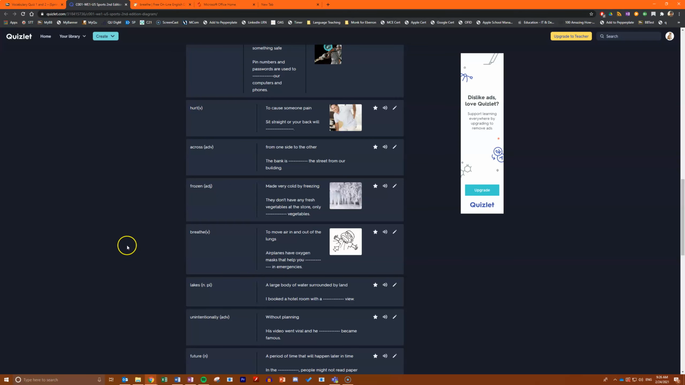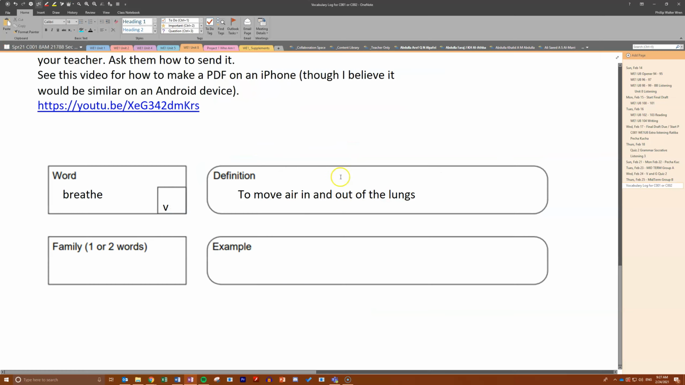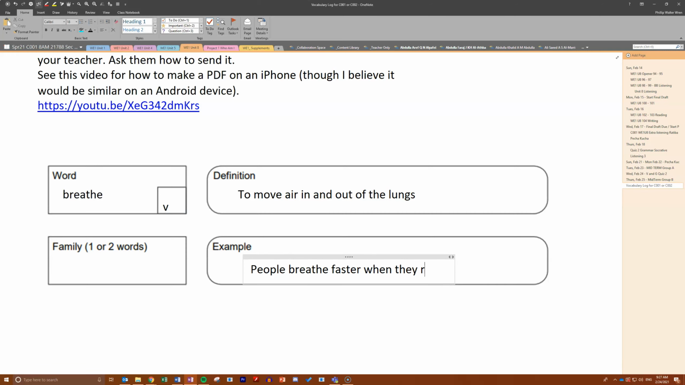Let's come back here. Airplanes have oxygen masks that help you breathe in emergencies. Or, people breathe faster when they run. Let's go with that one. People breathe faster when they run.